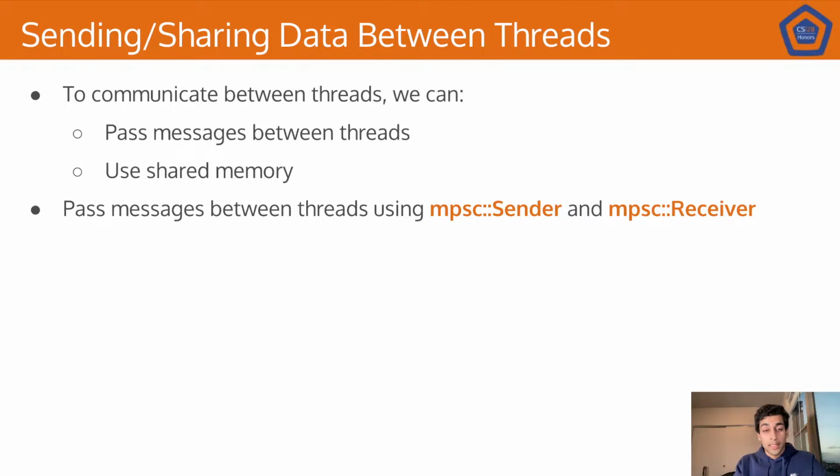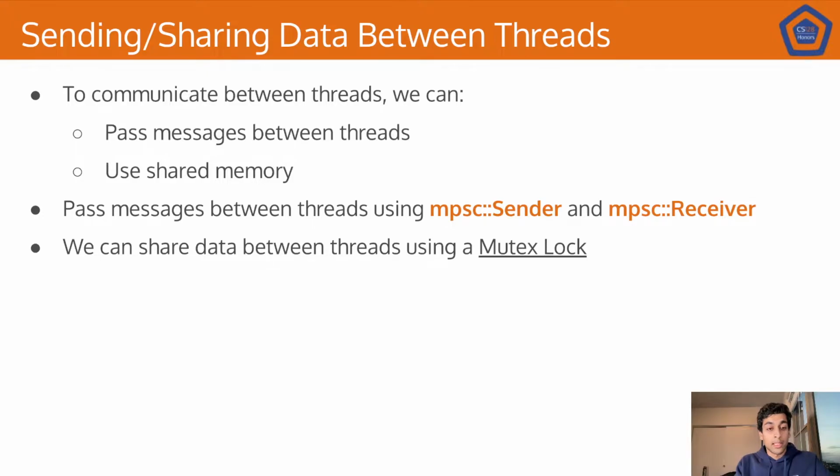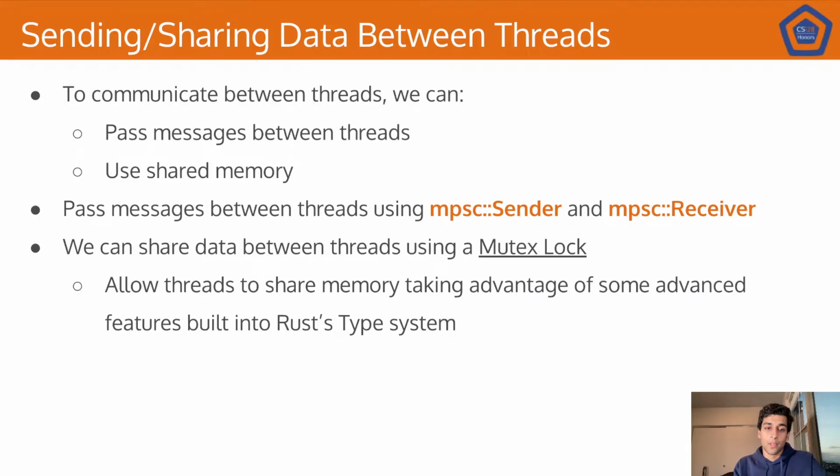In the last two lectures, we covered passing messages between threads using the multiple producer, single consumer, the sender and receiver types. Today, we're going to be talking about how you can share data using what's known as a Mutex lock. Mutex locks allow you to share memory by taking advantage of some advanced features built into Rust's type system. I'll be pulling back the curtain and giving you a little bit of a look at what a mutex is and how that ties into the ownership and borrowing model.